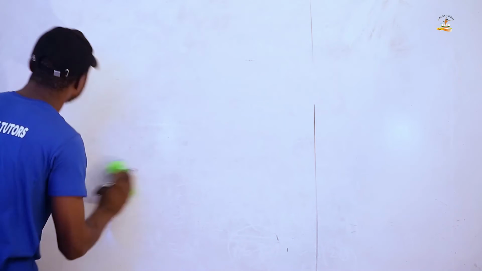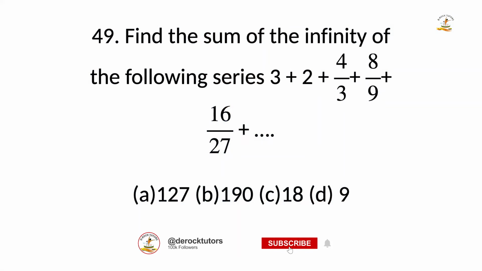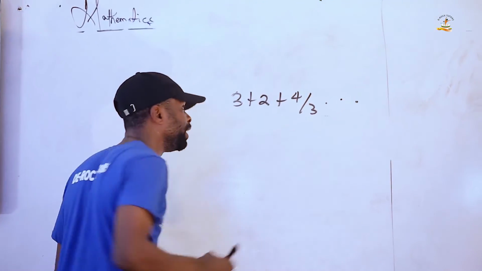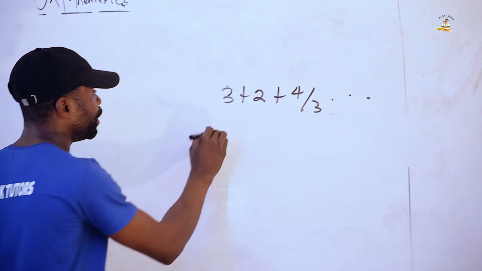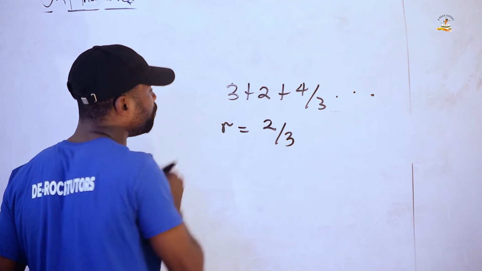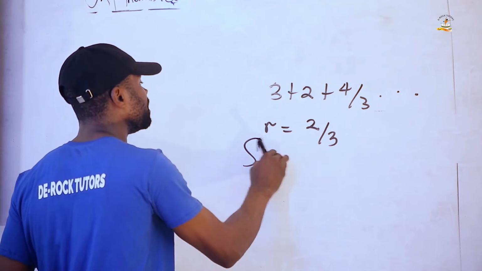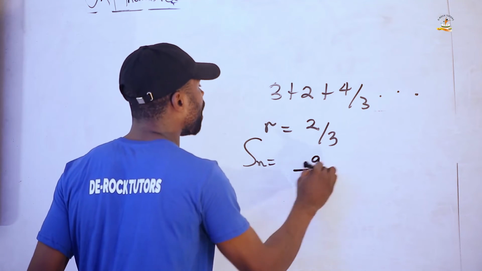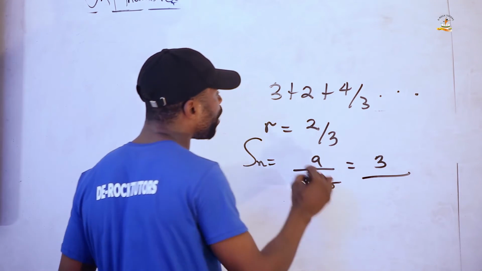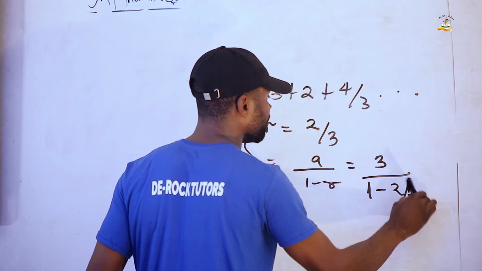Question number 49. We are required to find the sum to infinity of the series. The series is given to be 3 plus 2 plus 4 over 3, and it continues that way. Since it is about sum to infinity, we write out our R. Our R is 2 over 3. Obviously, 2 over 3 is less than 1, and as a result, we recall that S to infinity is equal to A over 1 minus R. The first term here is 3, and the common ratio is 2 over 3. So we write 1 minus 2 over 3.